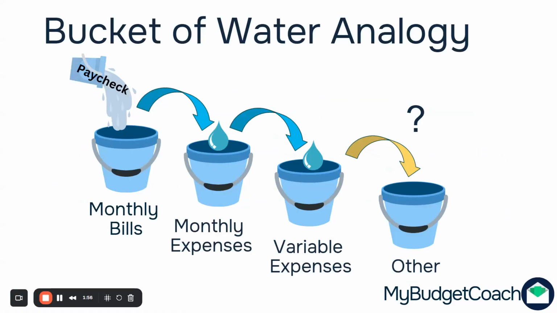If you think of a bucket of water analogy, let's say you have a 5-gallon bucket and you have smaller buckets that represent each of your category groups in your budget. You would take the water that's available and you would first pour it into the monthly bills. Once that bucket is full, you'd then pour it into your monthly expenses. Then you'd pour it into your variable expenses, and then you'd see if there's any water left to be able to fill up other items. This is the concept of budgeting dollars in advance.